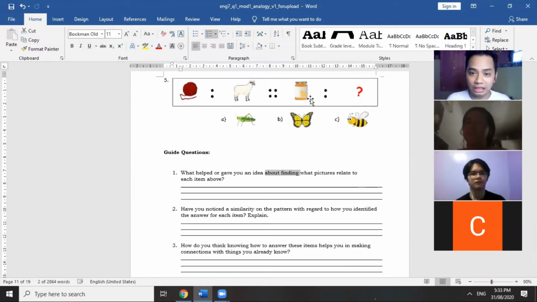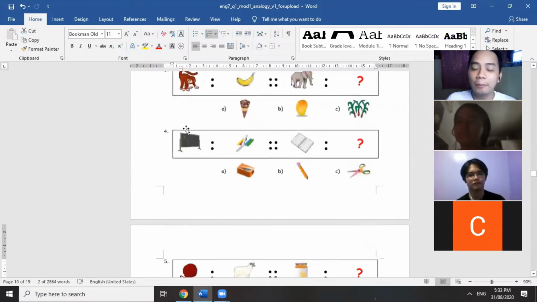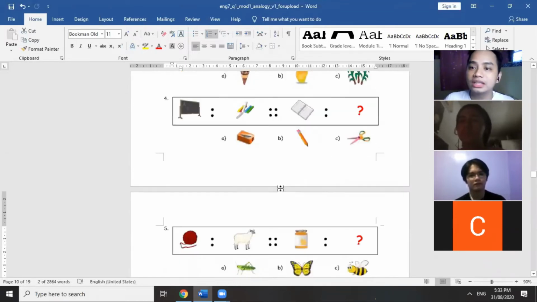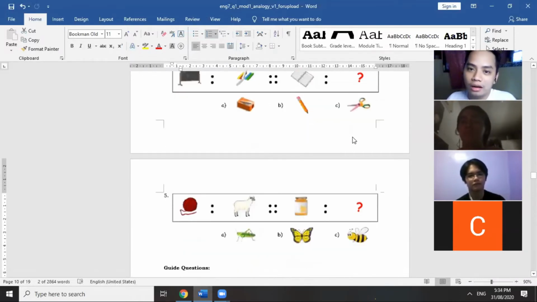For example, for item number 5, we get the honey from the bees because that's what we observe in reality. So we know that the wool comes from the sheep. But it's not really usual within the Philippine context for us to see that. But number 4 would really be evident on our end. We know that chalks are being used for a blackboard, and so we know that a pencil is used for writing in a notebook. So we look at the relationship to find out the picture that is appropriate for the set of analogy.